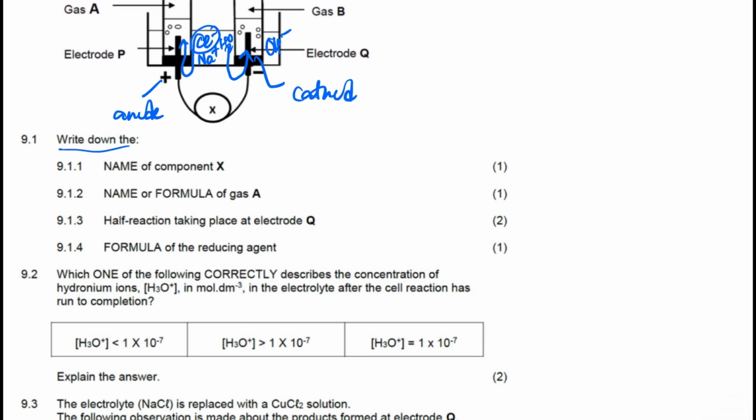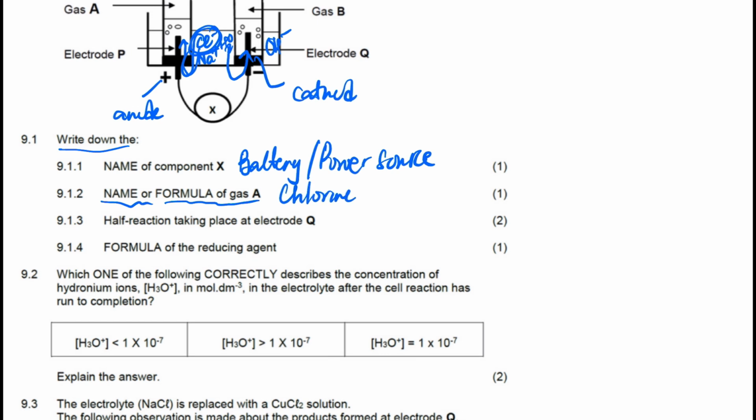Now it says write down the name of the component X. This is not a salt bridge, guys. It's going to be a battery or a power source. It says name or the formula of gas A. Gas A there, the chloride is going to be oxidized there. The gas is going to be chlorine, or you can say Cl2.